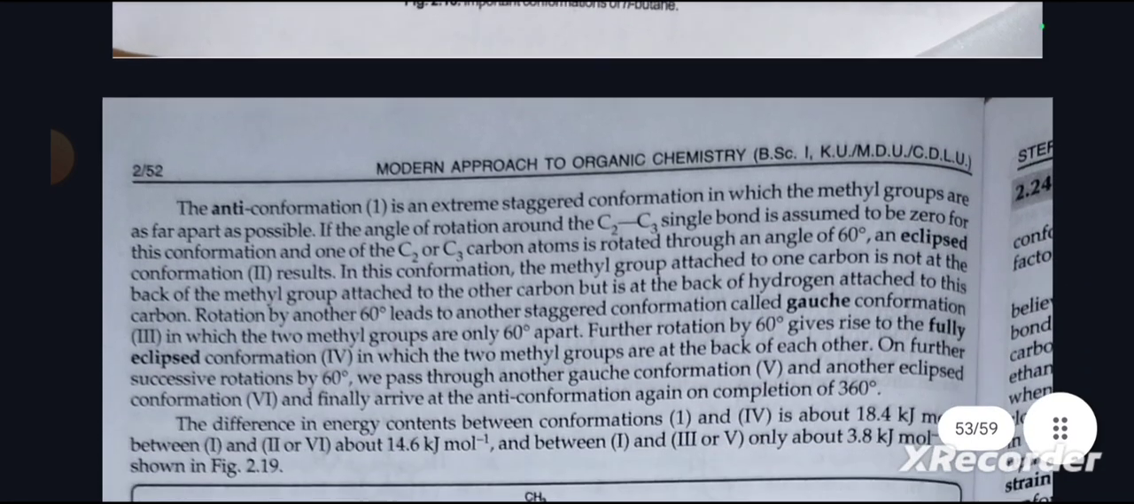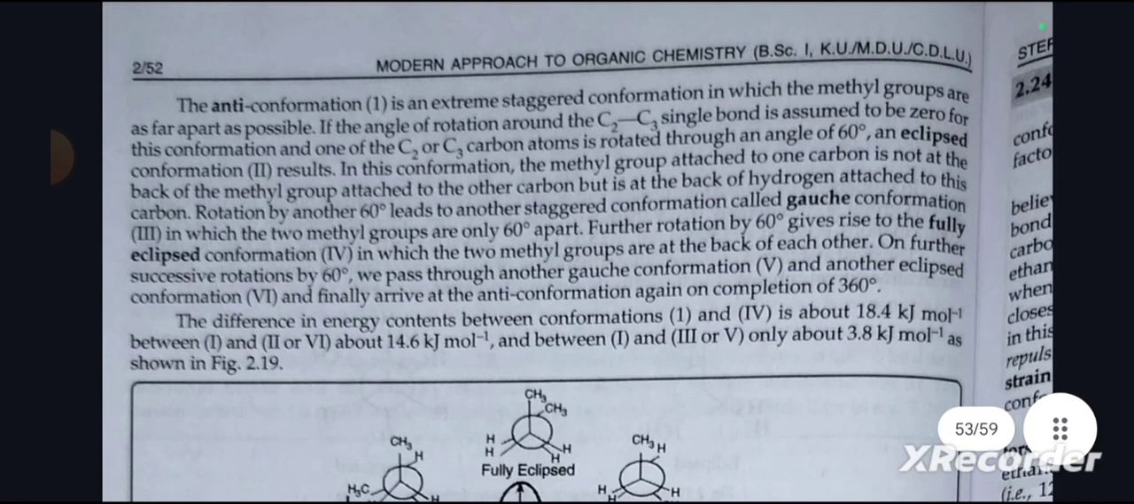Figure 2.18. Important conformations of n-butane. The anti-conformation, first, is an extreme staggered conformation in which the methyl groups are as far apart as possible. If the angle of rotation around the C2-C3 single bond is assumed to be 0 degrees for this conformation, and one of the C2 or C3 carbon atoms is rotated through an angle of 60 degrees, an eclipsed conformation, second, results.